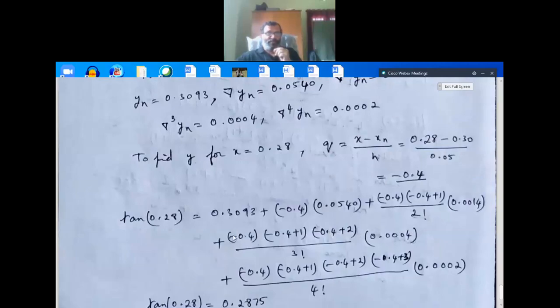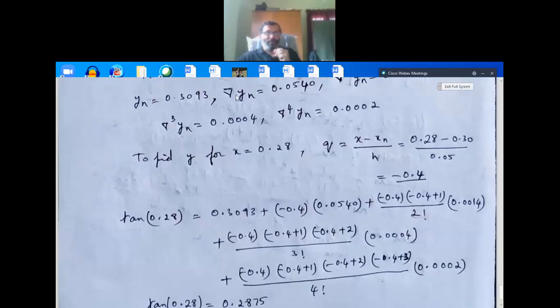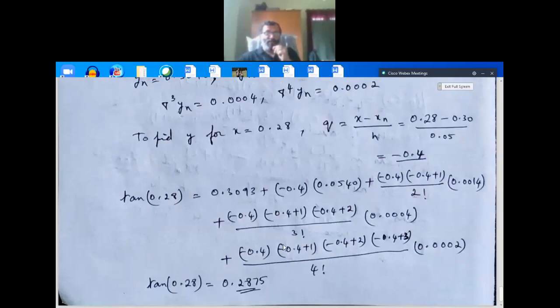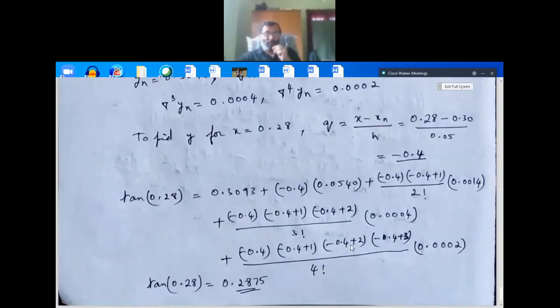The formula is yn plus q into del yn plus q into q plus 1 by 2 factorial del squared yn plus q into q plus 1 into q plus 2 divided by 3 factorial del cubed yn plus q into q plus 1 into q plus 2 into q plus 3 by 4 factorial del power 4 yn, but it is the reverse of forward. The symbol for forward is a triangle, for backward it is the reverse of the triangle.